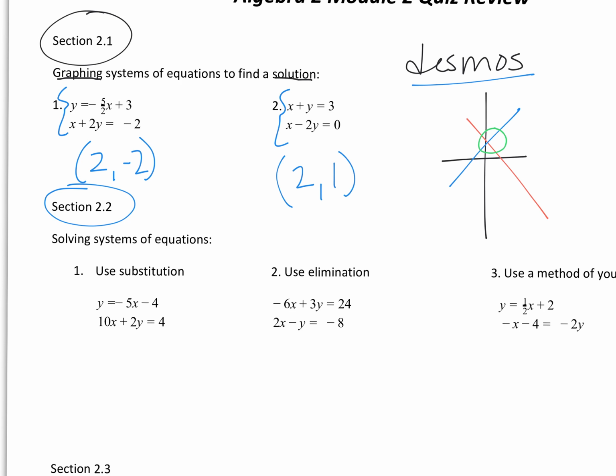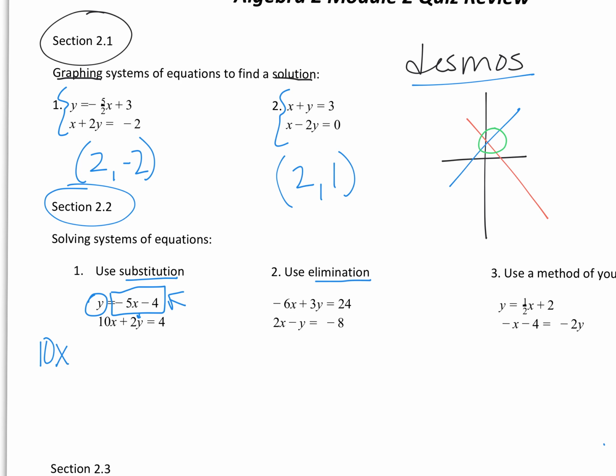So in 2.2, we learned about substitution and we learned about elimination. With substitution, you would literally substitute for a variable something else. So for y, the reason I use substitution with this is because y is all by itself on one side of the equation. So for y, I can literally take this -5x minus 4 and plug it into where y is in the second equation. So I can tell y is being multiplied by 2 in the second equation, so I'm going to multiply this whole thing by 2 when I plug it into that second equation.